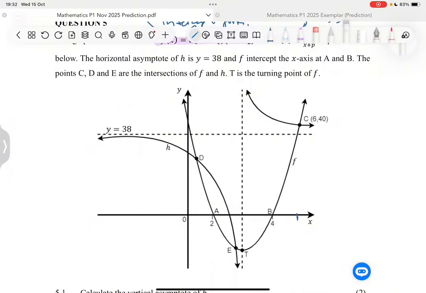That's a very important thing to observe. It will assist us a lot when we answer our questions. Now, I think I've done plenty of interpretation on this question. We'll move into answering the questions now.